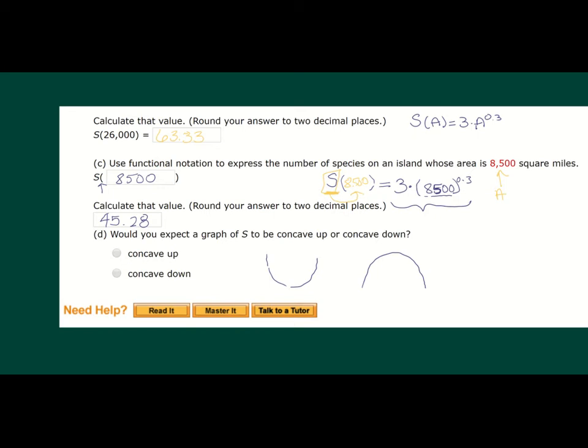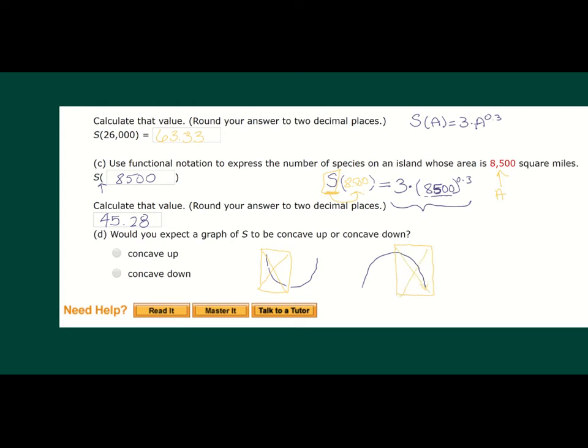Now, if you look at your table, you can see that as A gets bigger, from 6,000 to 10,000 to 14,000, it's going up, up, up in our table. Our S values, the number of species, are also going up. What that tells me is that our function is increasing. So what I'm going to do is, by process of elimination, work out whether I should expect concave up or concave down behavior. So here I am decreasing, so I know that this doesn't have anything to do with our function. Furthermore, I can look at my concave down general graph and I see this is decreasing, so there's no way it has anything to do with my function.